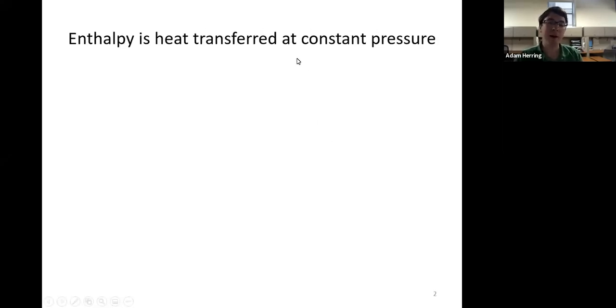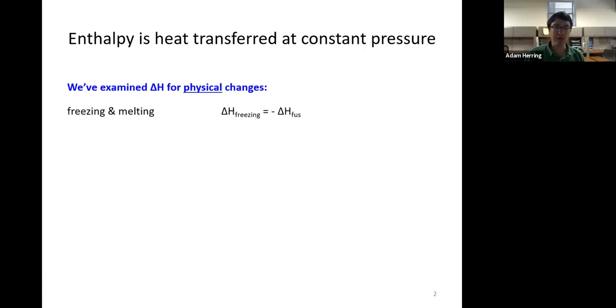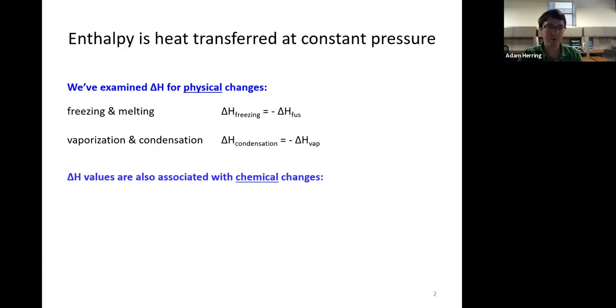So enthalpy is the amount of heat that's transferred when we do a reaction at constant pressure. And we've examined changes in enthalpy before for physical changes. We've looked at freezing and melting, and we've looked at vaporization and condensation. We've also talked about sublimation and deposition. Enthalpy changes are also associated with chemical changes. And it's easy for this to make sense if you think of it as we're just talking about the energy that's transferred between substances during a reaction, whether that's a physical reaction or a chemical reaction.